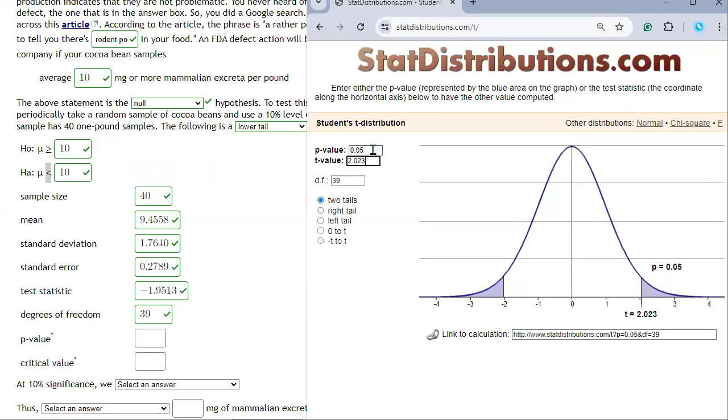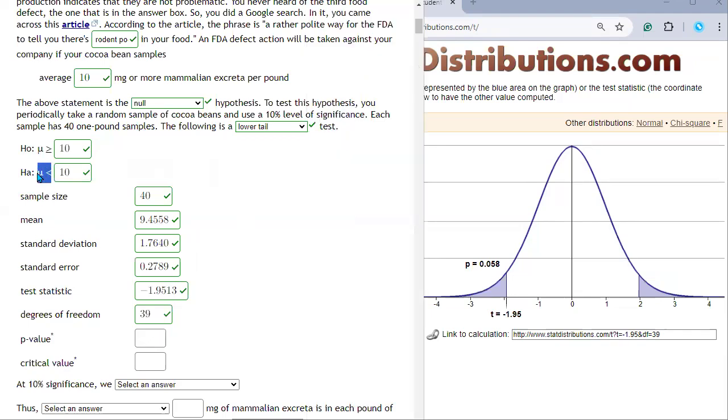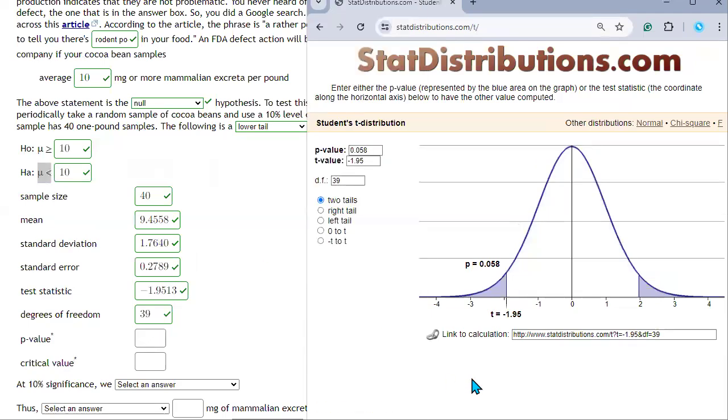The test statistic, the value on the number line, in this case is negative 1.9513. Well, we can only go to negative 1.95. And then this is saying we want the lower tail of the distribution. It's pointing to the left. So we want the left tail. So this is our test statistic. And that is the test statistic's p-value, the probability of being less than the critical value.